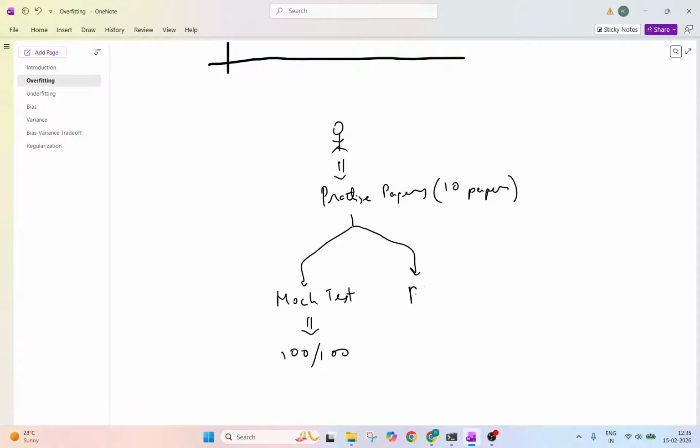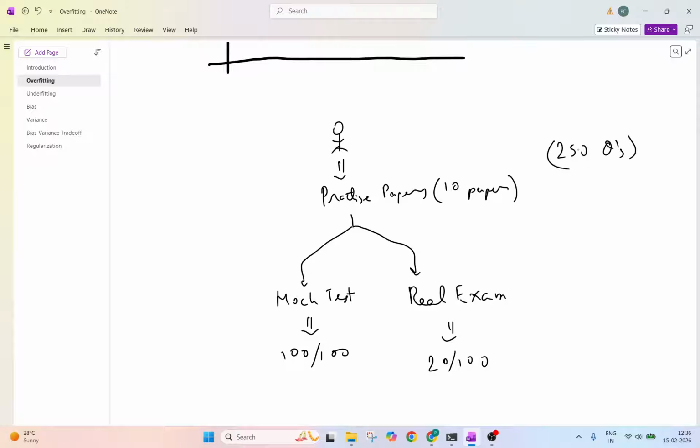In the real exam, you got something around 20 out of 100. Now, why is this the case? You did study hard, right? You practiced all the questions present in these 10 papers, and you got 100 out of 100 in your mock test. But in the real exam, you got 20 out of 100. What went wrong? The thing is, let's say in these 10 papers, you got around 250 odd questions.